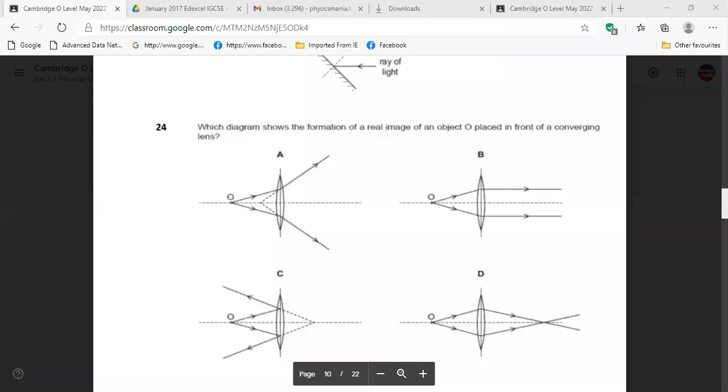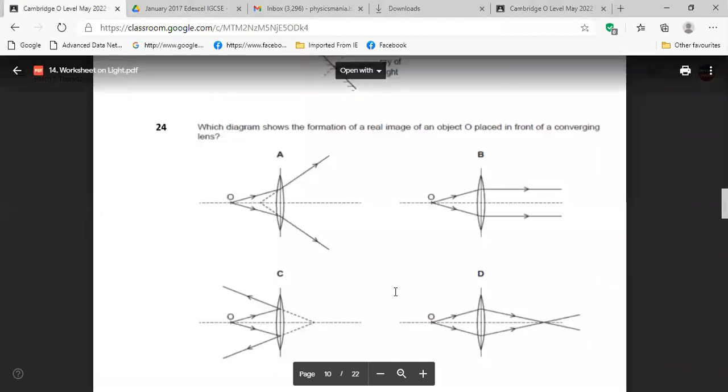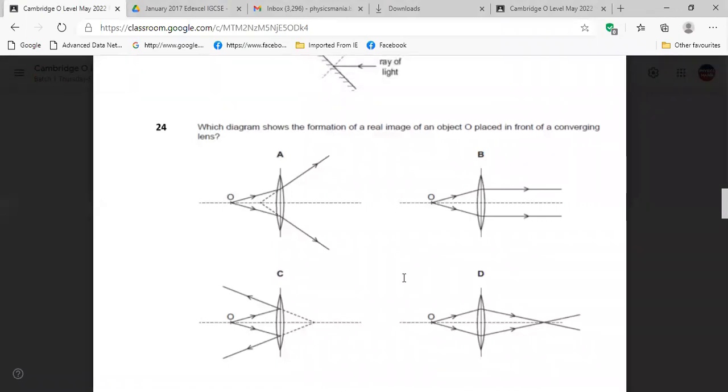How? Can you explain, please? Sir, the lines are converging. The light rays from the object O go through the converging lens and then bend to the focal point and then keep on going. Okay, you got that idea.